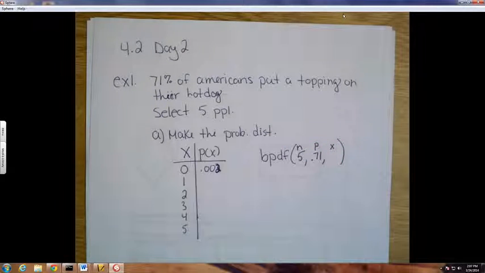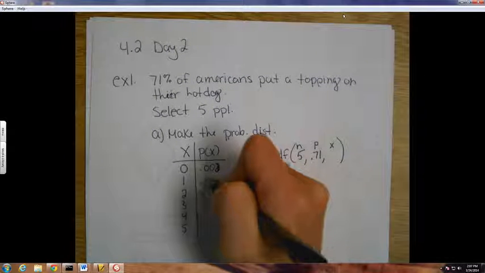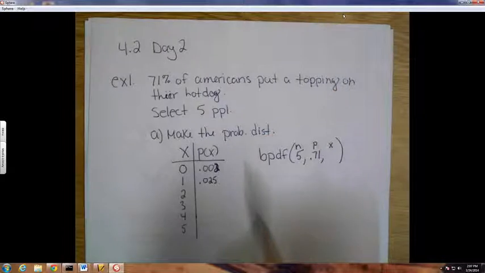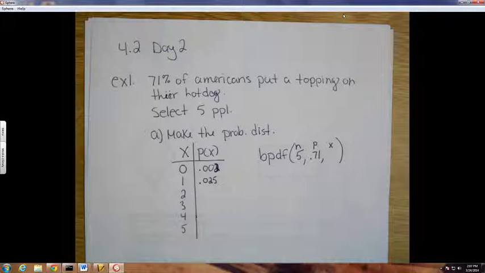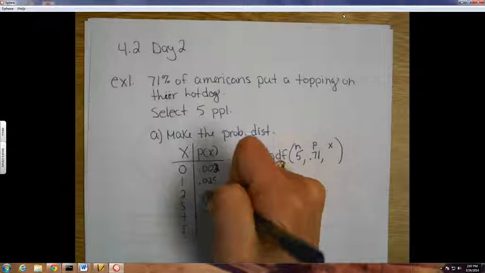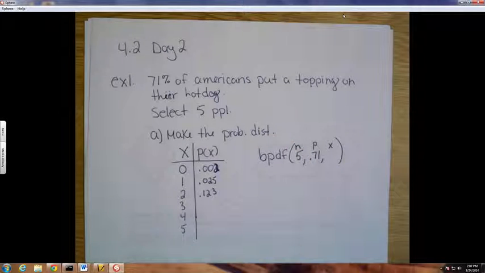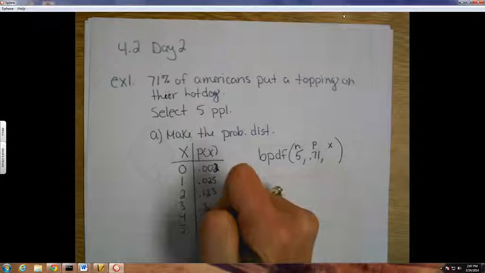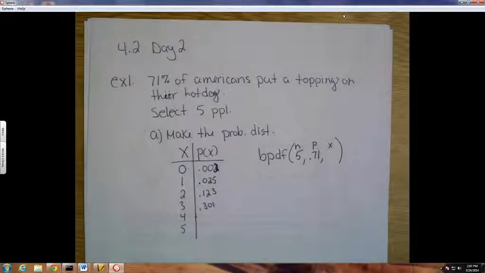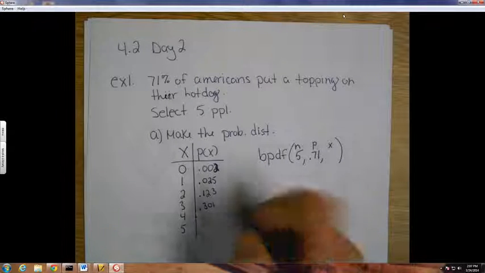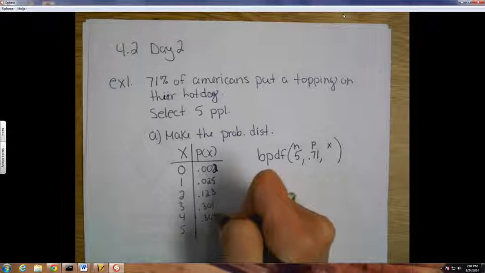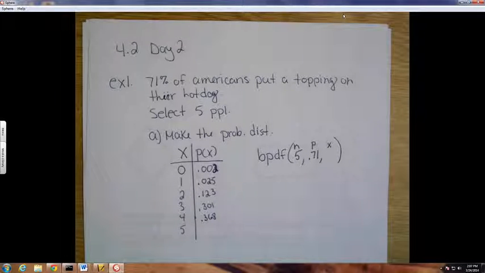You are correct. And now if we just arrow over: 0.025, 0.123, 0.301, 0.368, 0.180.